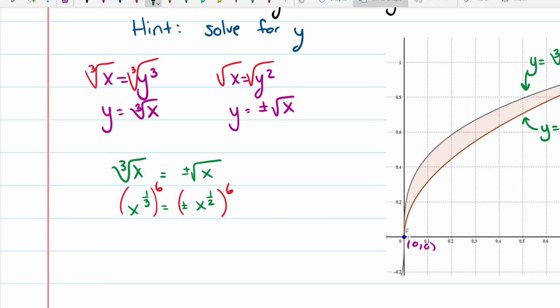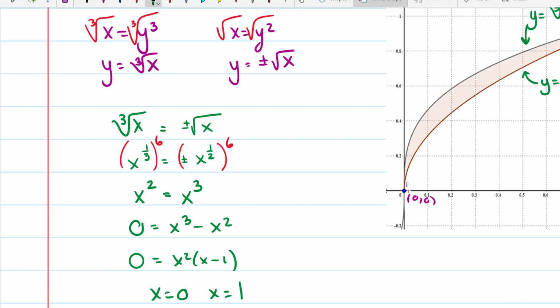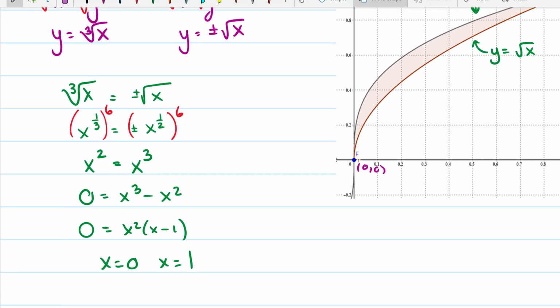And this is going to leave me with x, 6 times 1/3 is 2. And then x, 6 times 1/2 is 3. Now what we need to do is solve this. So you get 0 is equal to x cubed minus x squared. Factor an x squared out, and you get x minus 1. So x is equal to 0, and x is equal to 1. So we were right with our x values. These are our limits, where this one is a, and this one is b.